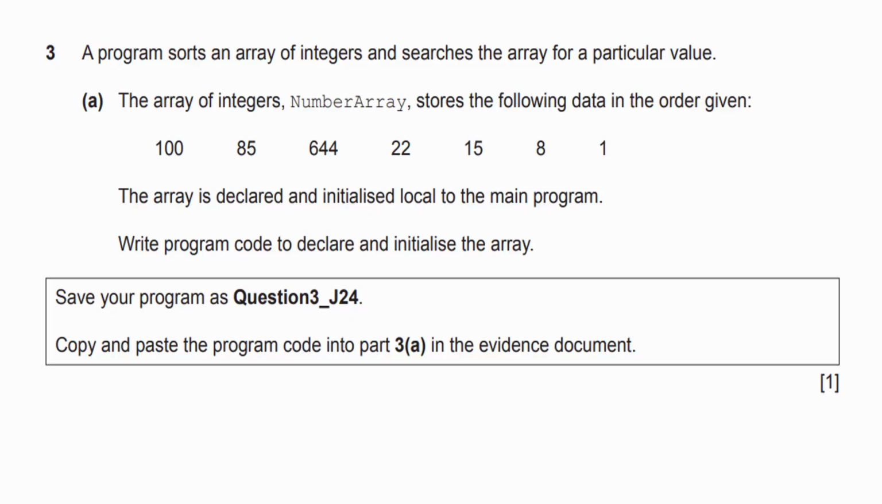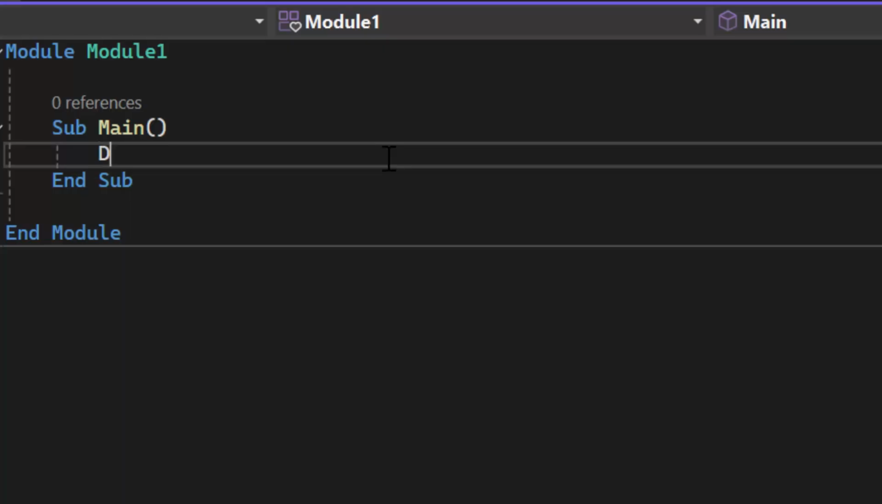The array is declared and initialized local to the main program. So not a global array here, but an actual local array. And all that means is instead of declaring it outside of submain, we declare it inside of submain. So let's swing over to VB and let's get these numbers programmed into that array. So we're simply going to dim number array.